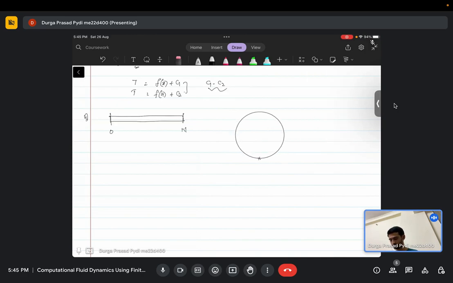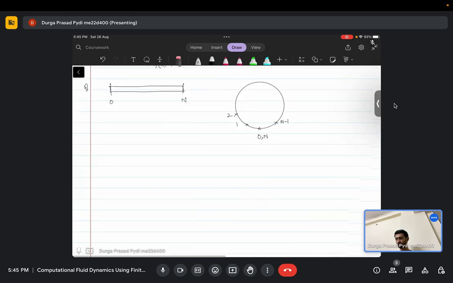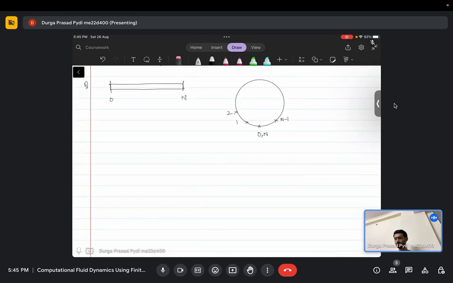So what we are saying is now when we loop this, so you have 1, 2, so eventually your nth cell is coinciding with the 0th one. So this is what will happen when you do this. So the question asks you to derive the TDMA for this particular case.